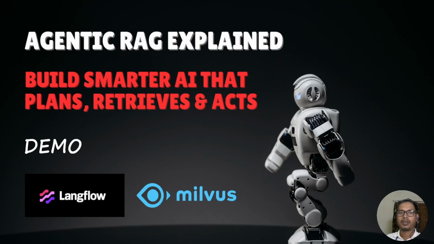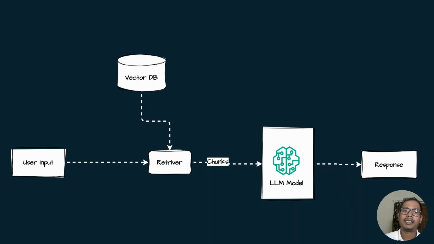In this video, I'll tell you about Agentic RAG and have a small demo that I have prepared using LangFlow and Milvus. LangFlow is the application through which you can create LLM applications, and Milvus is the vector database where you can keep your vector data. So before I take you to agentic RAG, let me tell you what a traditional RAG system is.